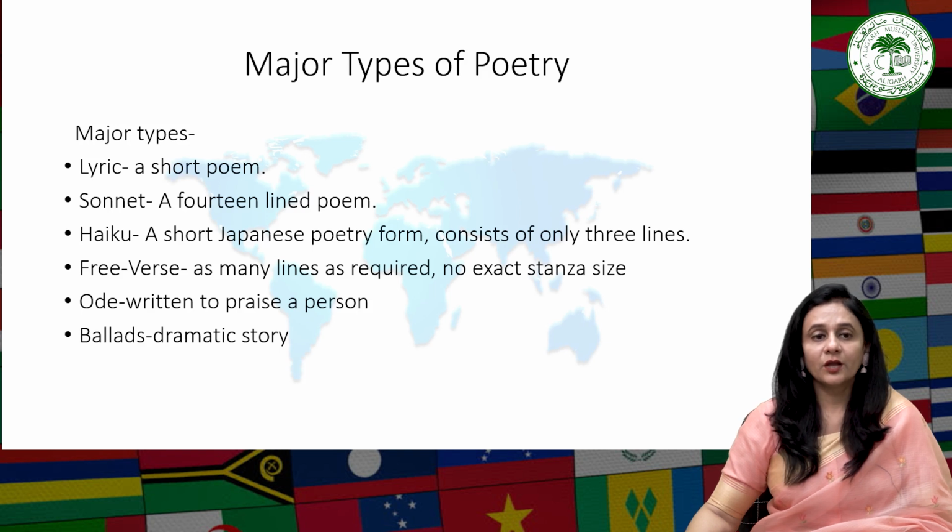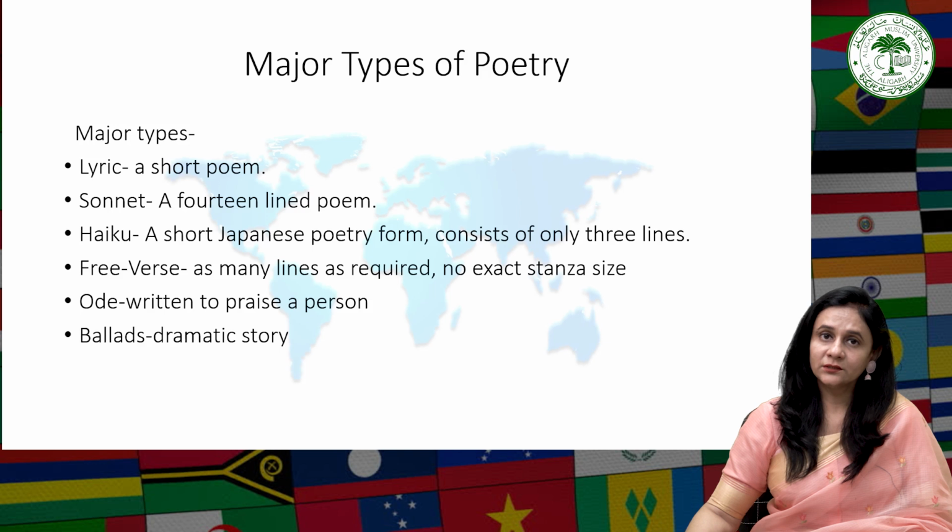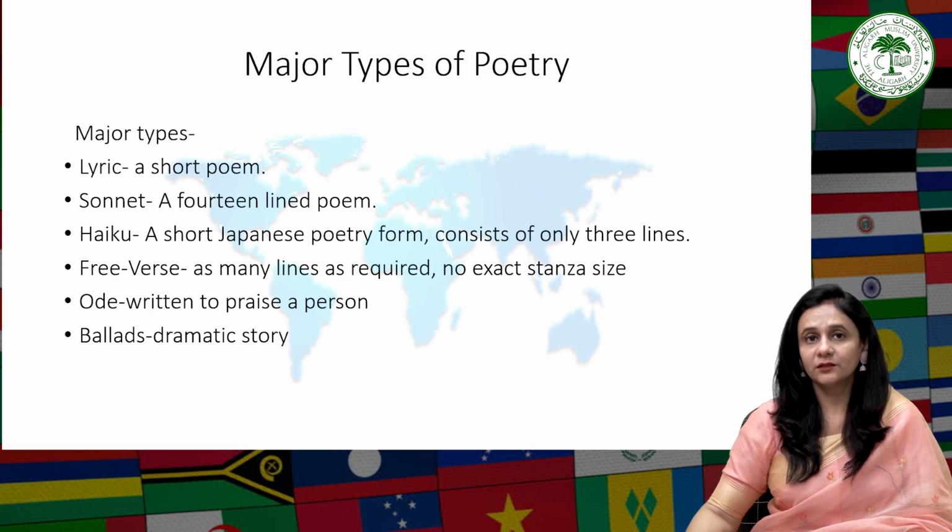And we can also talk about free verse, which is an equally popular form of poetry in the postmodern world, because as the name suggests, here the poet has the freedom of using as many lines as he or she wants to, and there is also a freedom of not using any specific rhyming scheme. So this style of writing poetry, which is called free verse, gives lots of freedom to the poet.